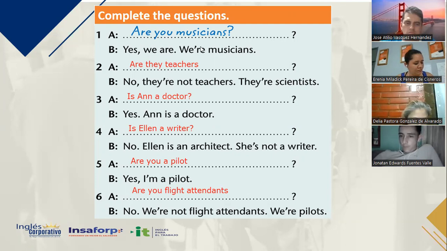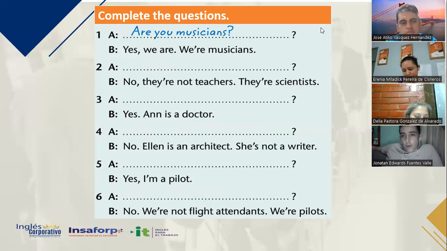Now, repeat after me, please, everybody. Musicians, scientists, doctor. We don't say doctor, no, doctor. Repeat, please. Writer, architect. Pilot, flight attendants, pupusero, yes, occupation only in El Salvador, right? The pupusero is an occupation, yes. Okay, good. Now, let's continue.